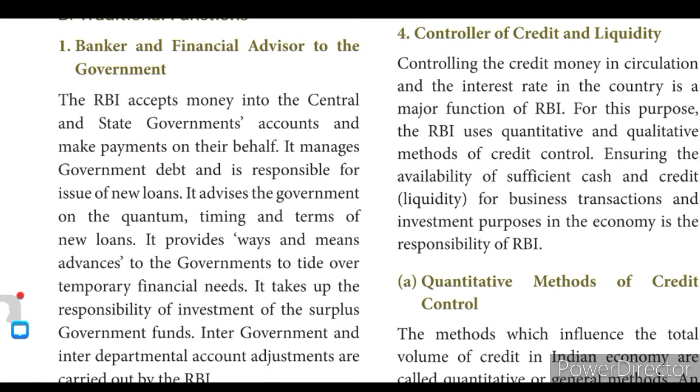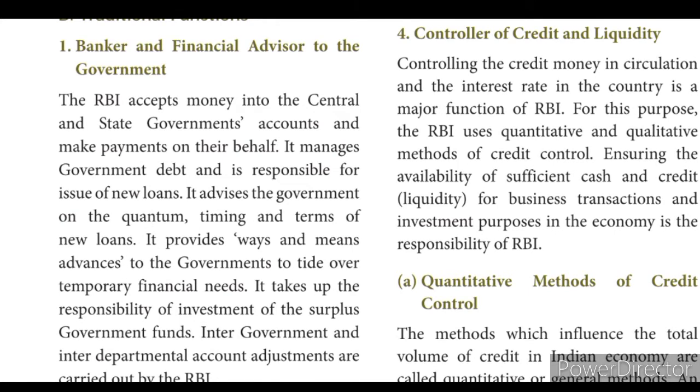The RBI uses quantitative and qualitative methods of credit control. Ensuring the availability of sufficient cash and credit for business transactions and investment purposes in the economy is the responsibility of RBI. So they must first check how much money they have, whether sufficient funds are there or not, and then they will fix the interest for the money that they are going to give as a loan. Then only they'll do everything.